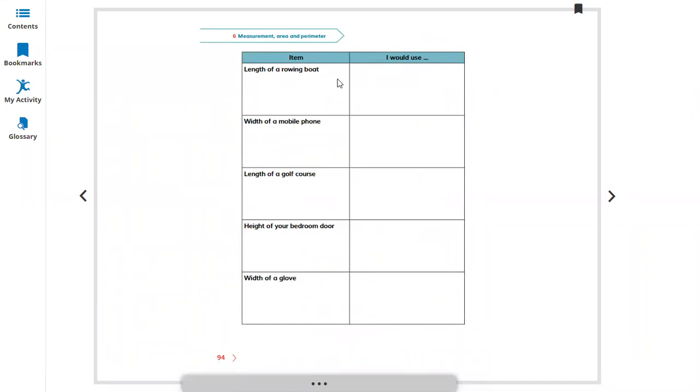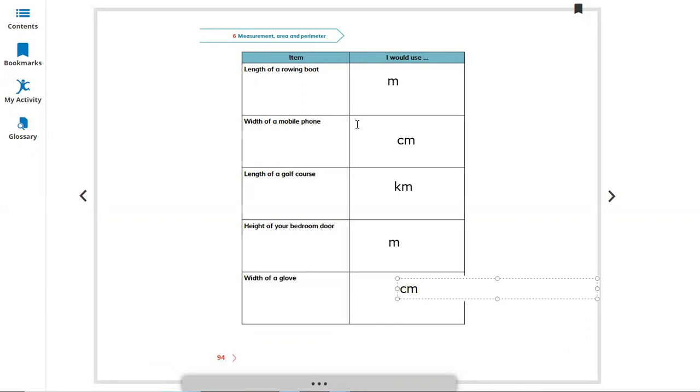Okay, length of a rowing boat, I would use meter. Width of a mobile phone, centimeter, small thing. Length of a golf course, kilometer, for big. Yes. Height of your bedroom door, meter. The width of a glove, centimeters, small items.